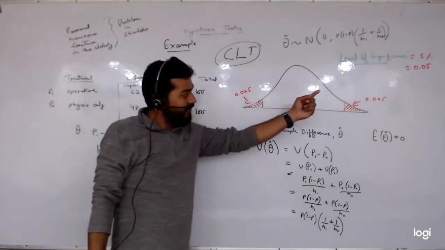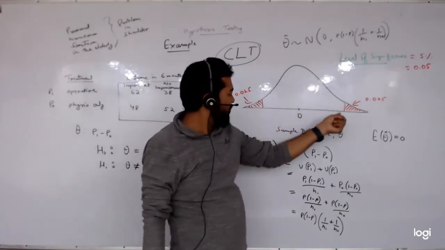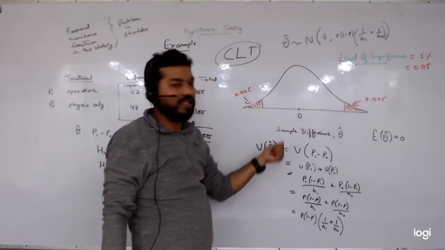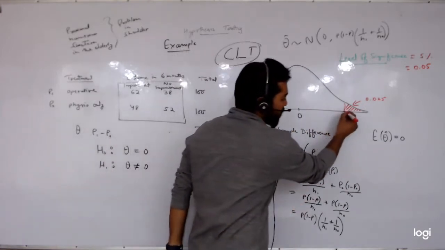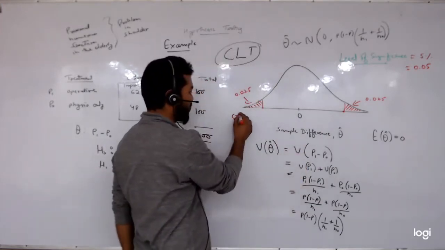After choosing our level of significance and figuring out where our critical value should be positioned, this is the last thing. You select this point and this point as critical values.